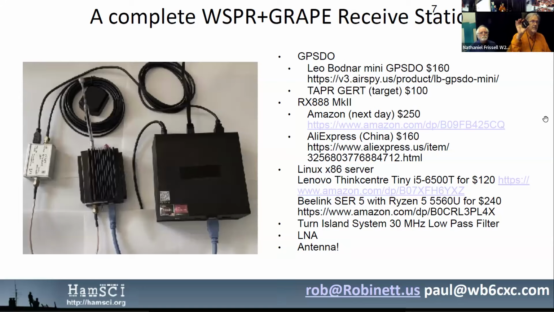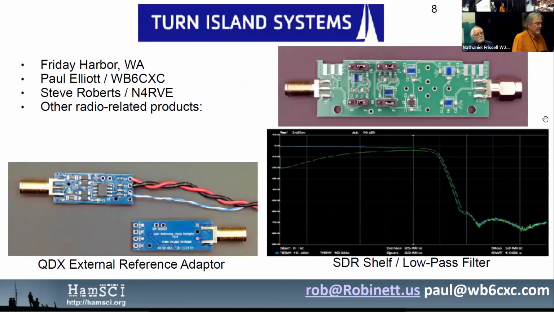So you basically need an antenna, a few parts, and a little bit of time to make the external clock input, but you can be on the air in a day and making all these recordings. And hopefully this lowers the barrier. Here's an example on the right of Paul's low-pass filter that can go ahead of the 888.